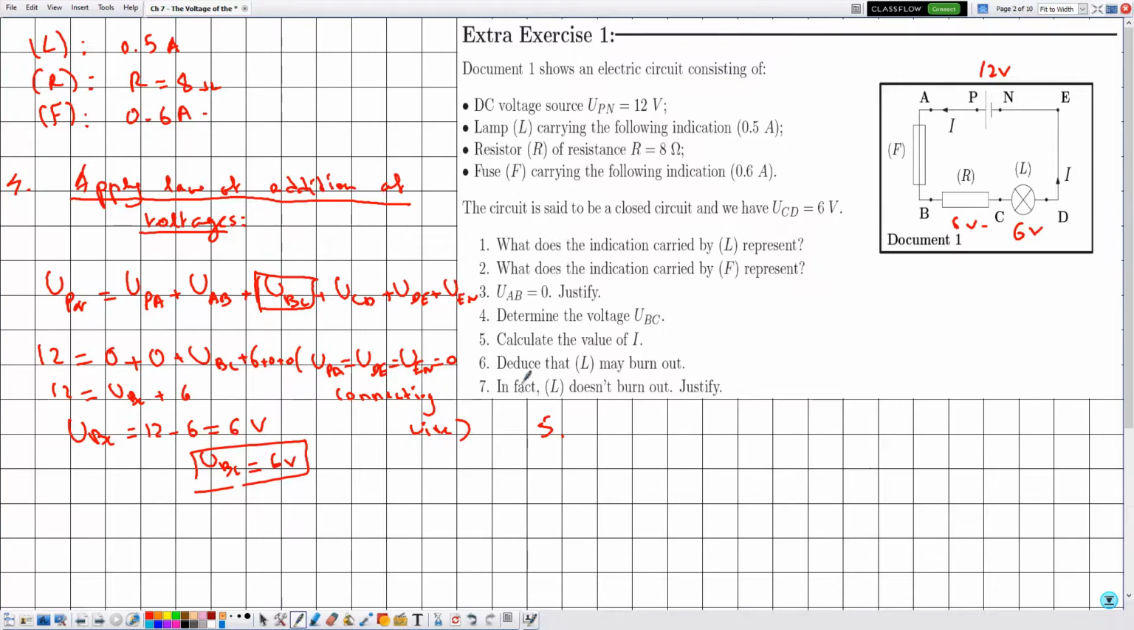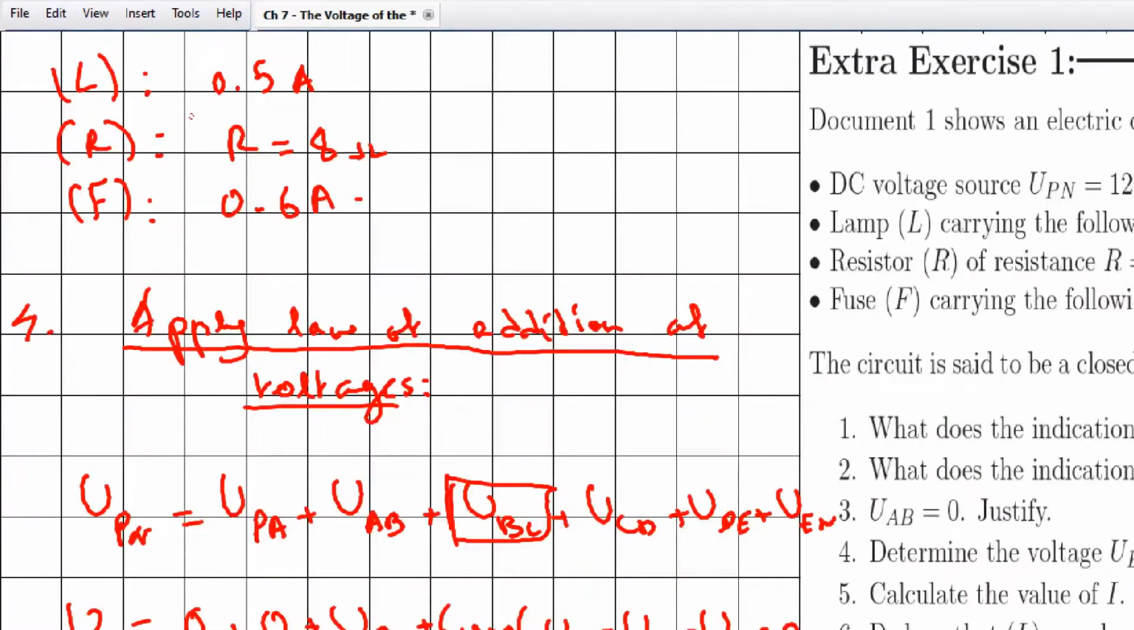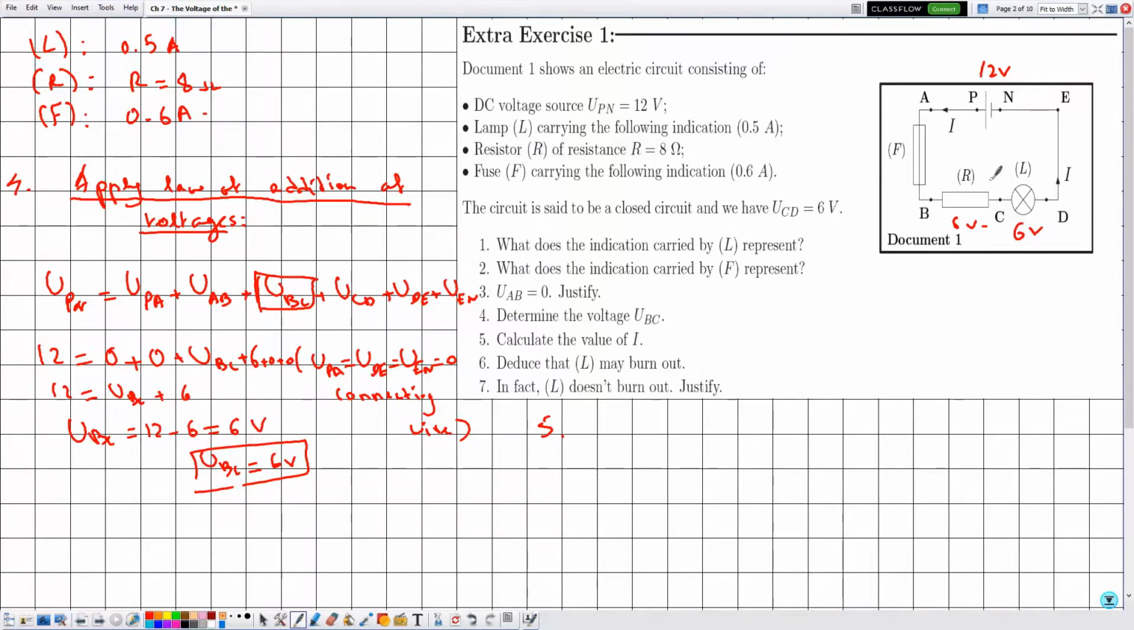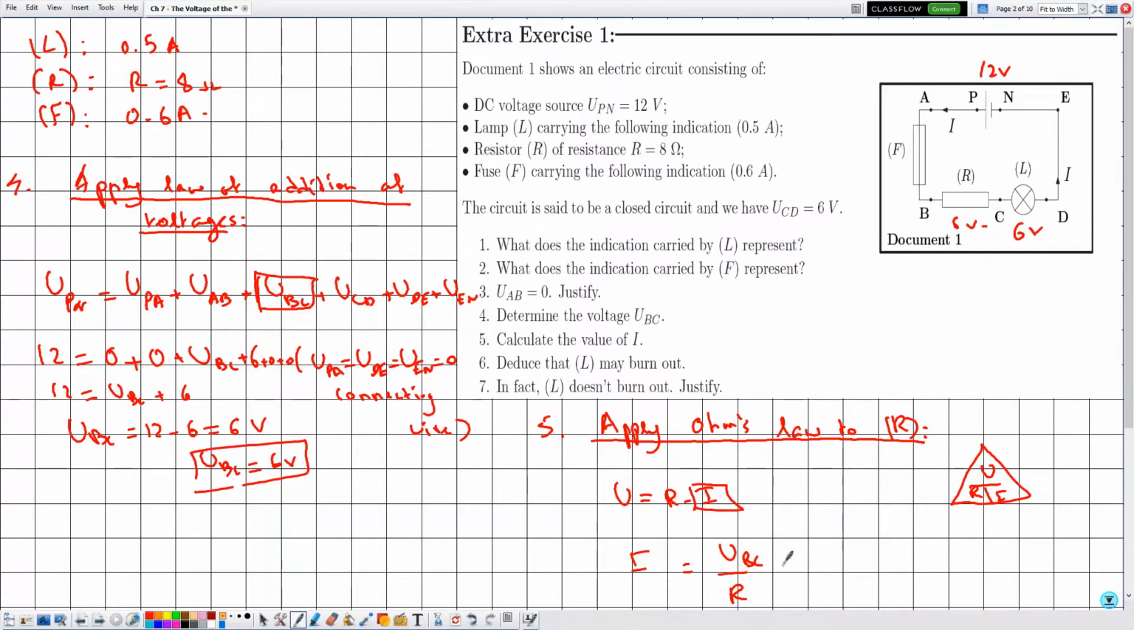Now in number 5 they are telling me to calculate the value of I, and I can be calculated using Ohm's law because we know the value of R and we know its applied voltage. Then let's apply Ohm's law to R. Ohm's law is given by U equals R multiplied by I. Constructing the triangle of this formula, I is equal to U divided by R. This is the voltage UBC across the resistor R. Then 6 divided by 8.